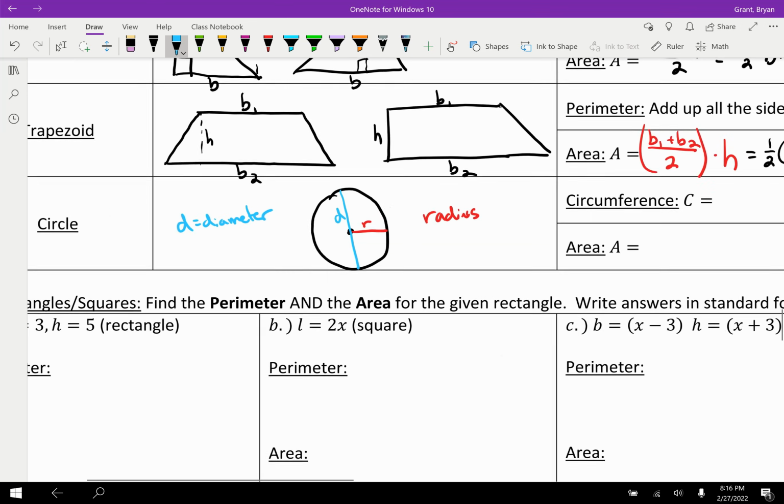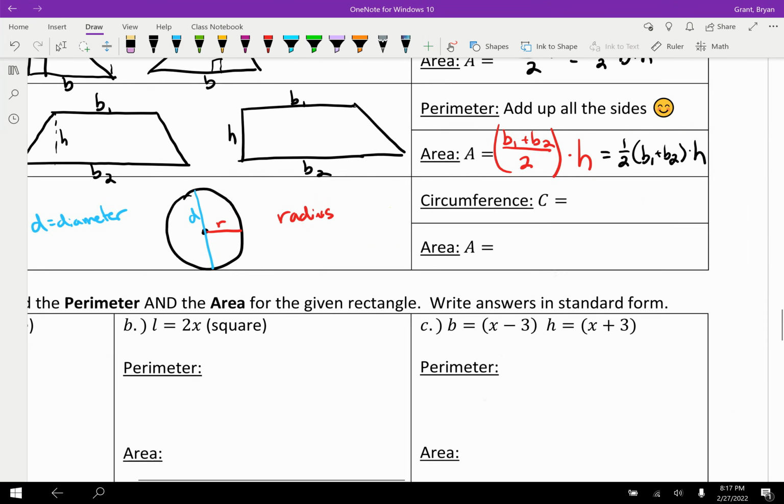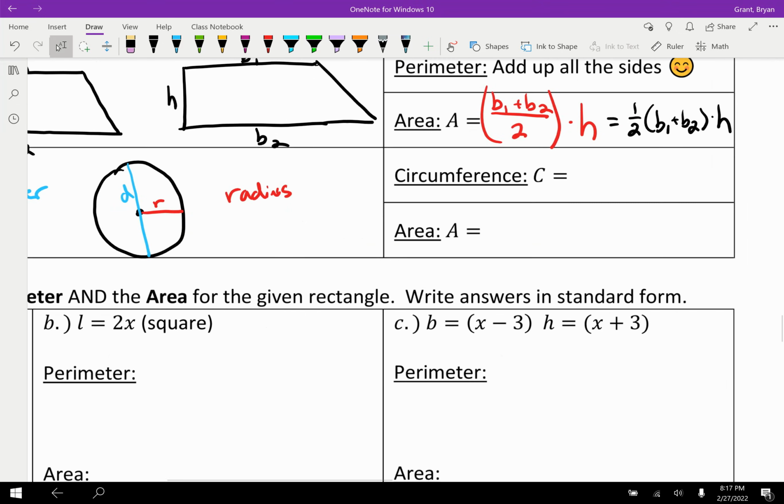Now, circles have a special name for the perimeter, the distance to travel around the outside. They call it the circumference. And these are 2 formulas you again learn in middle school. The way you find the circumference is you do 2 times, well, no, we're not going to do it that way, sorry. You just take pi, 3.14, whatever, right, and multiply it times the diameter.